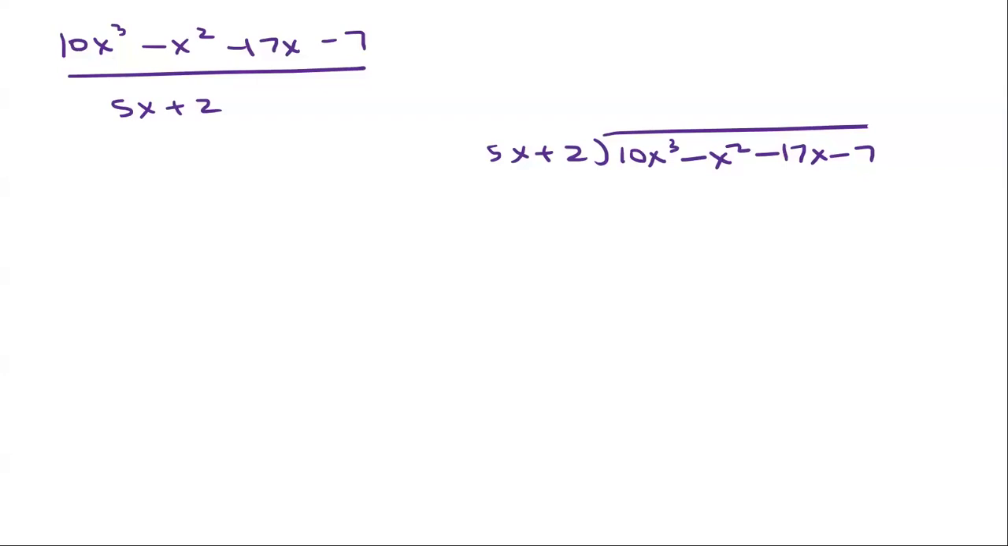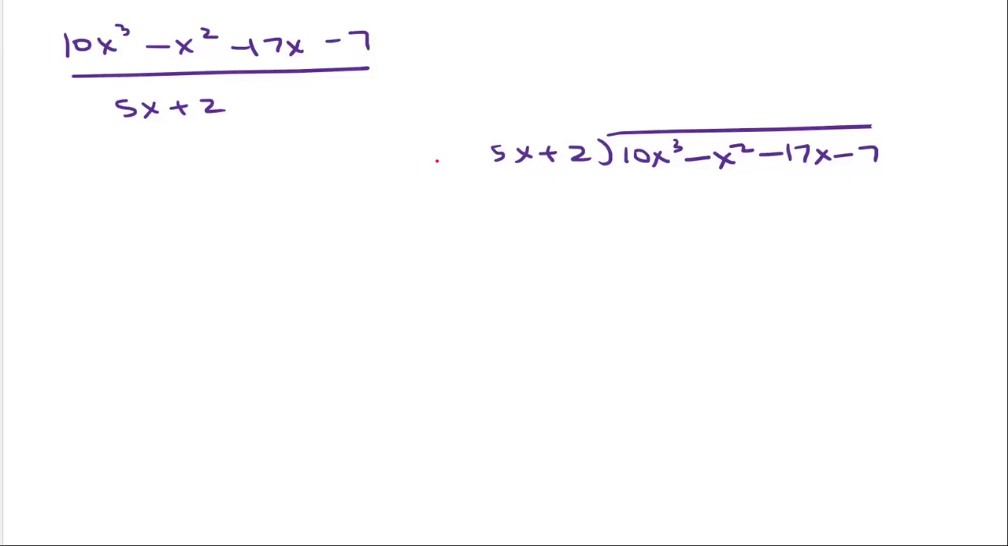Okay, so again, the goal is to match the first term. So what can we multiply to each one, to the first term? Okay, so again, I have 5x plus 2. What can I multiply to 5x to give me 10x cubed? Okay, so that's going to be 2x squared, right? So I'm going to put 2x squared here.